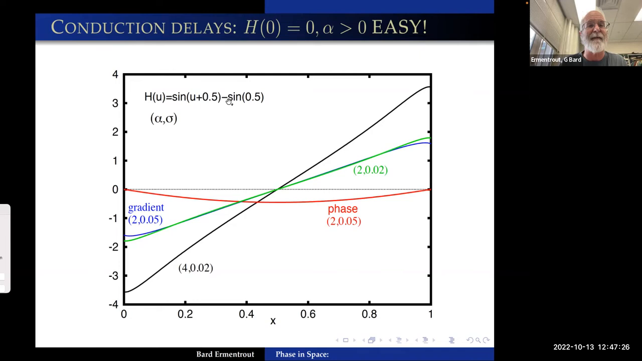And I'm playing around with two things, the conduction velocity and the space constant, all right? So here I get a nice sort of parabolic phase profile when alpha is 2 and sigma is 0.5. This is the same thing, the phase gradient. This is blue. And if I make sigma get smaller, you can see that this green curve appears to be converging to the blue curve, or the blue curve seems to be converging to the green curve. There's not a whole lot of difference between this. It looks like this is converging. Here, I've increased alpha and kept sigma to be 0.02, and you can see it develops a bigger gradient, okay?